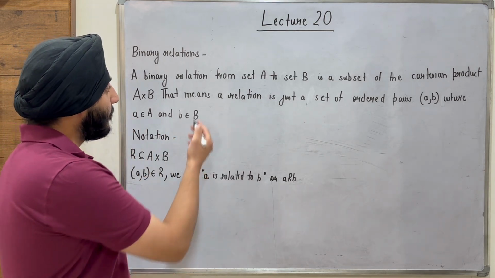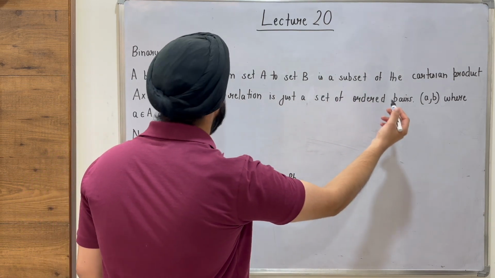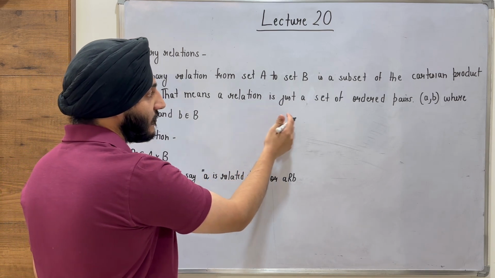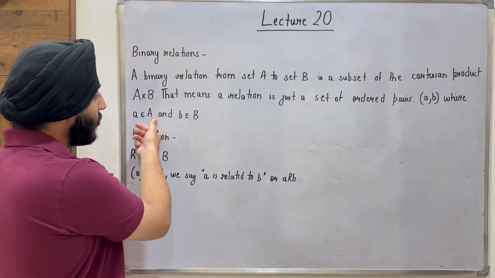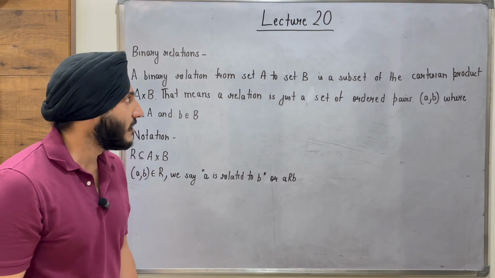A binary relation from set A to set B is a subset of the Cartesian product A cross B. That means a relation is just a set of ordered pairs (a, b), where a is an element of A and b is an element of B. This is very easy to understand. So let me give you an example.